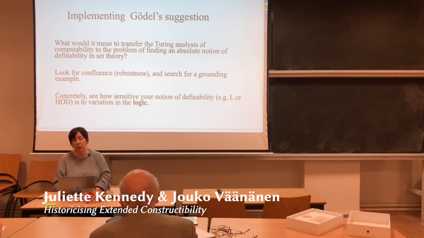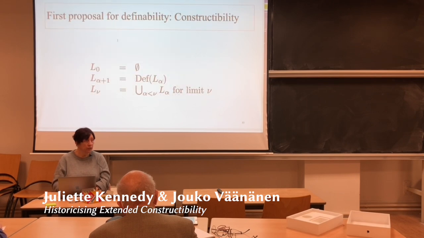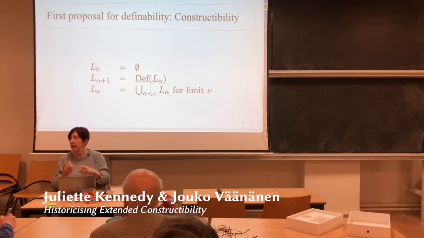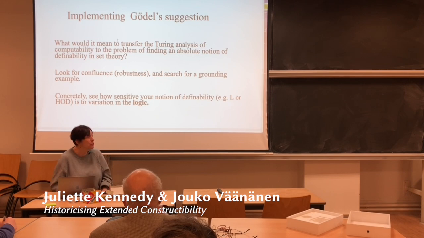So what would it mean to transfer what Turing did for computability to the problem of definability in set theory and finding an absolute notion of definability in set theory? So what is the template? You look for confluence, and then you look for an absolutely adequate grounding example. So the idea here is, you notice that the constructible sets are built over first order logic. So how do you look for robustness? You take the constructible sets, and then you replace the first order logic over which they are built with other logics. And then you see. So that is the implementation suggested here, and that's what Jouko is going to talk to you about.